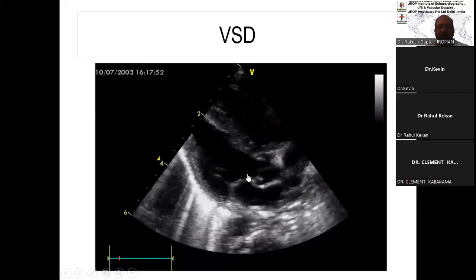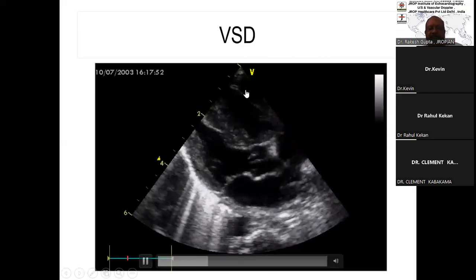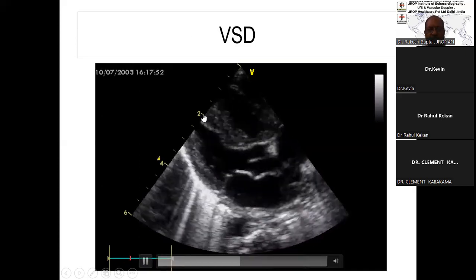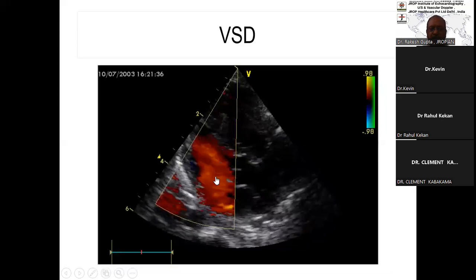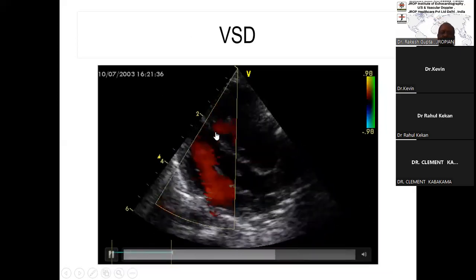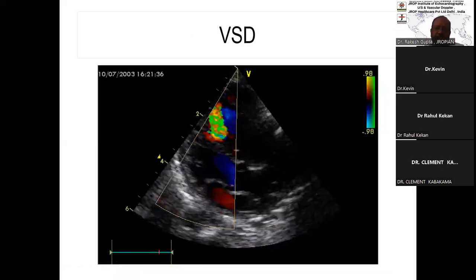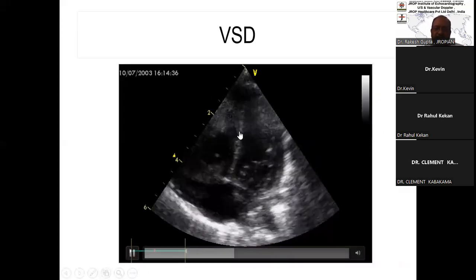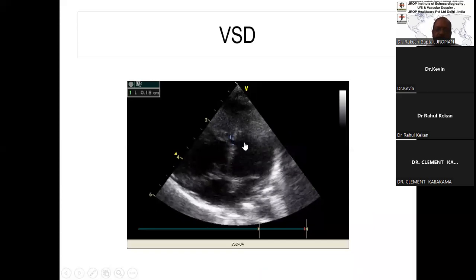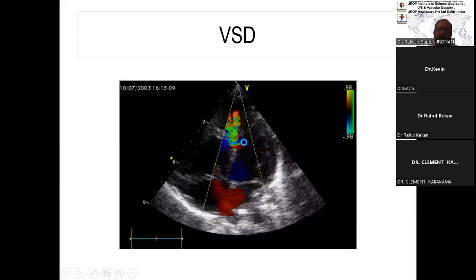Now here is a apical window. You can't see any VSD over here. There's no LV dilatation, but as soon as you switch on the colors, you find a mid-muscular VSD. And now you can derive a gradient across this mid-muscular VSD. Here is the mid-muscular VSD. Switch on the colors, and you'll see the mid-muscular VSD.